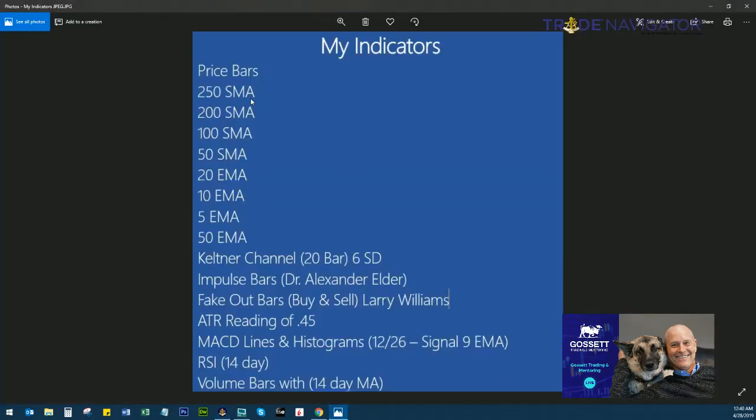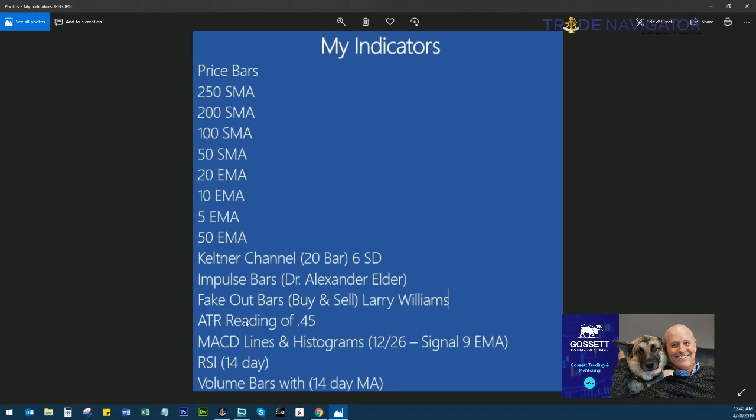So 250-day SMA, 200 SMA, 100 SMA, 50 SMA, 20 EMA, 10 EMA, 5 EMA, 50 EMA. The Keltner channels, you want 12 of them, 6 above, 6 below, using 20 days as your value. The impulse bars by Dr. Alexander Elder. I'm pretty sure Stock Charts has those, and Trade Navigator. Fake out bars, buy and sell, Larry Williams.